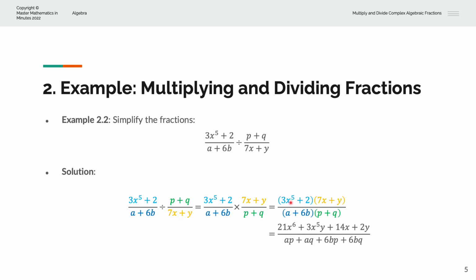So multiply the numerator as well as the denominator. We'll expand the numerator. 3 times x to the power 5 multiplied by 7x becomes 21x to the power 6. 3 times x to the power 5 multiplied by y is 3 times x to the power 5 y. 2 times 7x is 14x, and 2 multiplied by y is 2y. Similarly, for the denominator, a multiplied by p is ap, a multiplied by q is aq, 6b multiplied by p is 6bp, and 6b multiplied by q is 6bq.